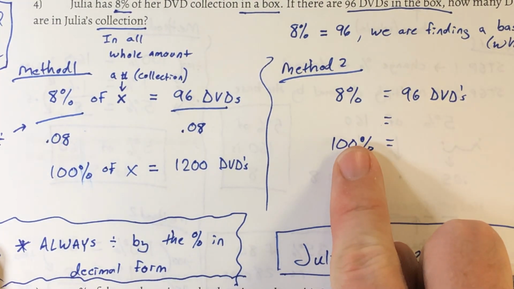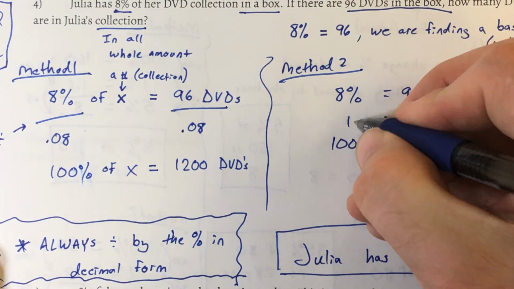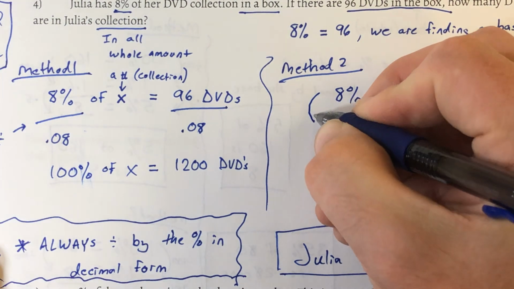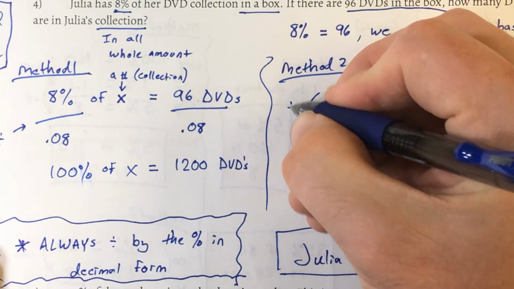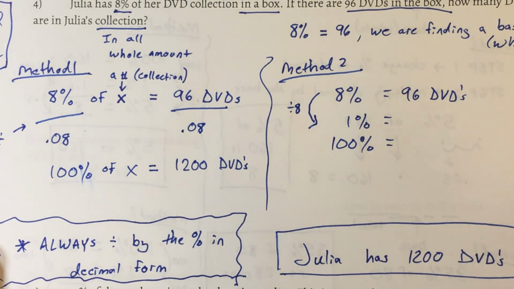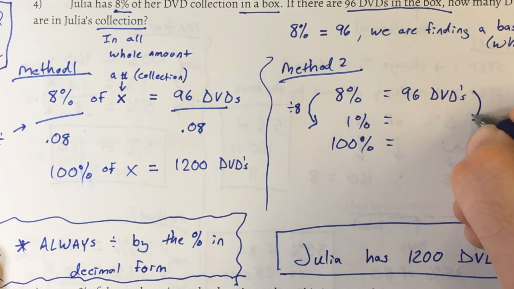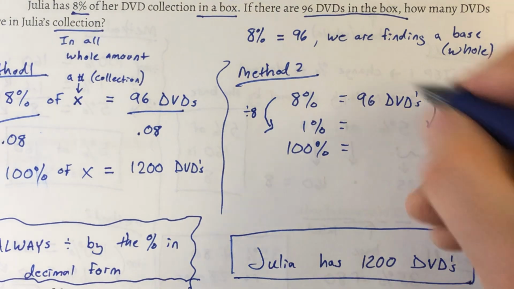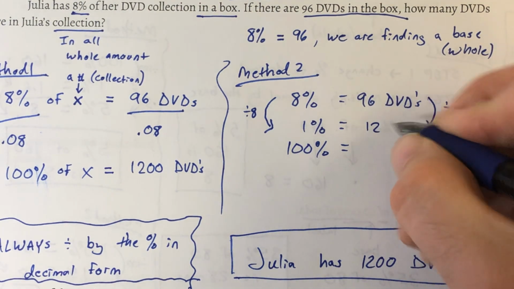It's not quite easy to go from 8 to 100, so let's go to 1% first. So how do I go from 8% to 1%? Divide by 8. Then do that to the other side. Take 96, divide by 8. 96 divided by 8 is 12.